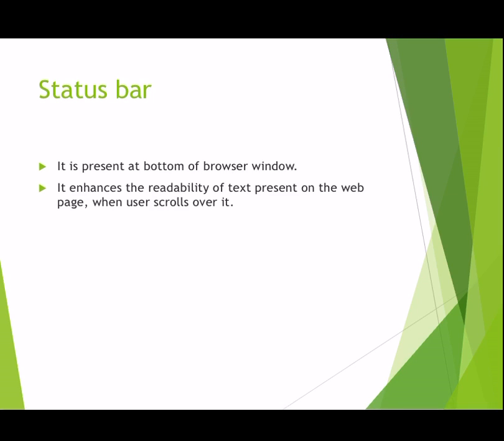Now, what is a status bar? Status bar is a bar that is basically present at the bottom of your browser window. Why is the status bar needed? It is used to enhance the readability of the text that is present on a web page. When the user scrolls down on your web page, the status bar is always visible on the window. It never goes. I'll show you where exactly the status bar is located on the window.